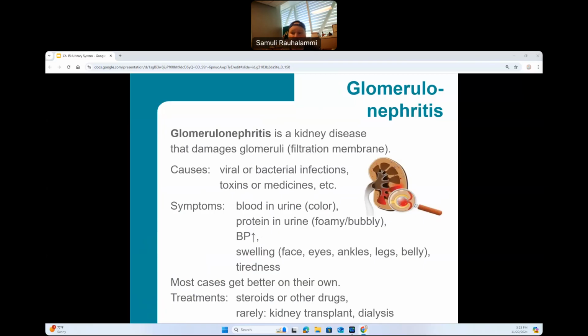This could be either acute, so coming on suddenly, or chronic, so developing over several months to even years. Mild cases may not cause any noticeable symptoms and are often diagnosed during other blood or urine tests. While most cases get better on their own, if it does not, there are treatments that can prevent further damage. These include, for example, steroids or biological drugs or chemotherapy agents. In rare cases, a kidney transplant or mechanical blood filtering, so dialysis, may be needed.